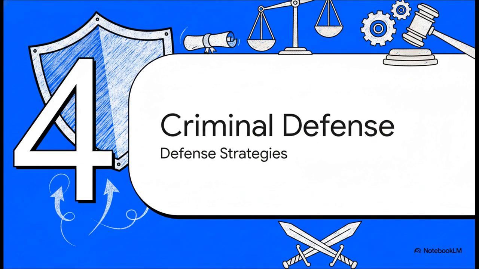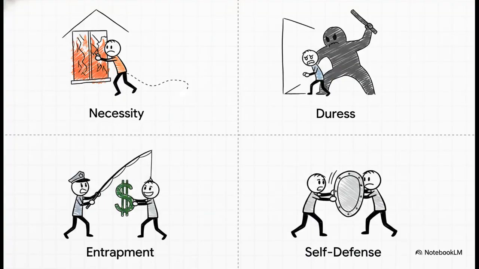Section 4. Strategies for criminal defense. Now, when the government attempts to prove a crime occurred, the defense doesn't just sit there quietly. They can use specific legal strategies to justify or excuse the behavior. Check out these 4 primary defenses.